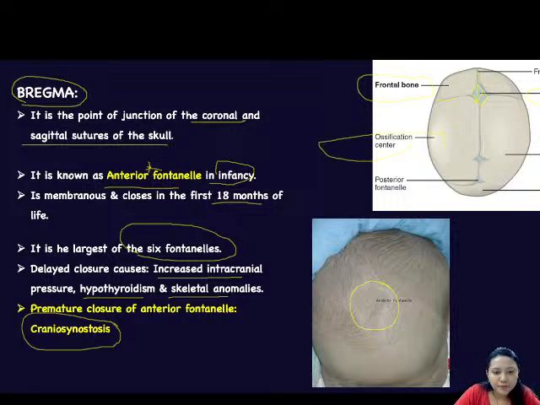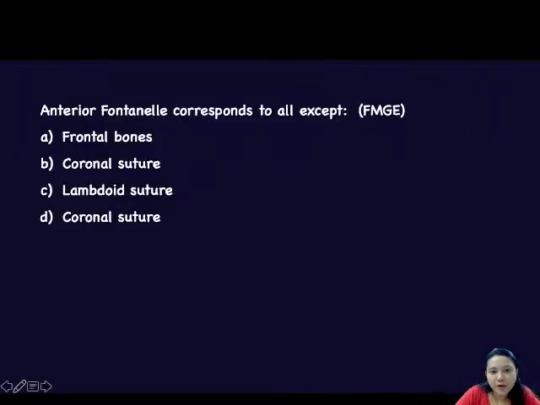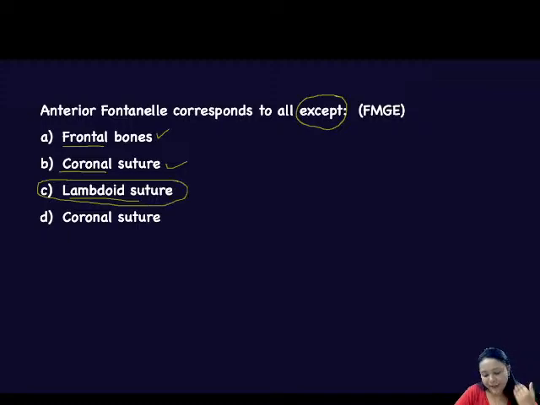Now we are going to a question. The anterior fontanelle corresponds to all except, they have given an exception. They have given the frontal bone, the coronal suture, and the lambdoid suture. You know that the frontal bone yes, the coronal suture yes. So the correct answer will be the lambdoid suture, because the lambdoid suture is present at the back. It is not related to the anterior fontanelle. So the correct answer will be the lambdoid suture.